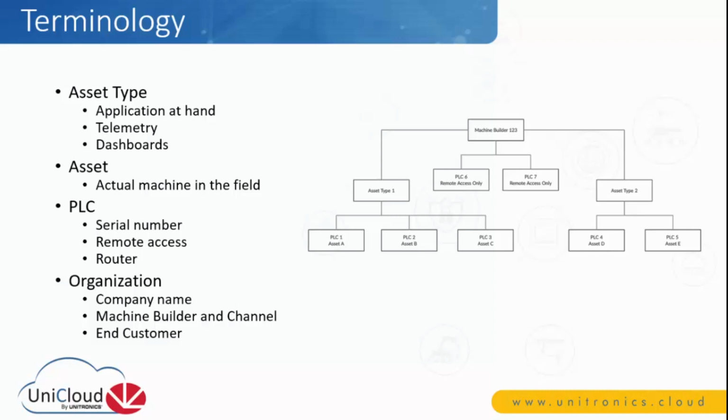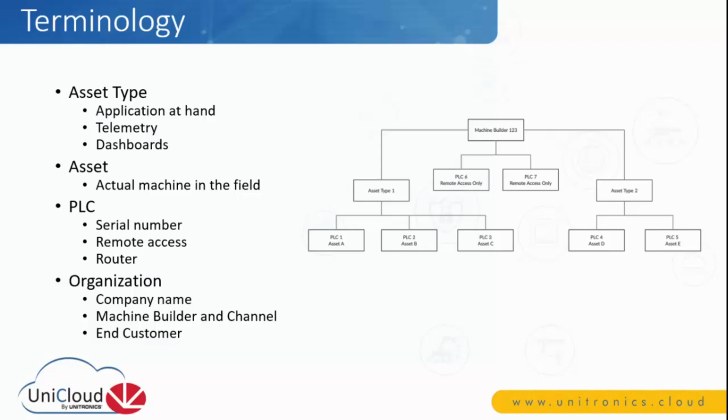An asset type is the application at hand. What will consist of the asset type is the telemetry that is being passed from the controller to the cloud interface. This data is then displayed in a format of your choice on defined dashboards that allow navigation to different areas of the interface. An asset is the actual machine that is running in the field holding the asset type that has been created.